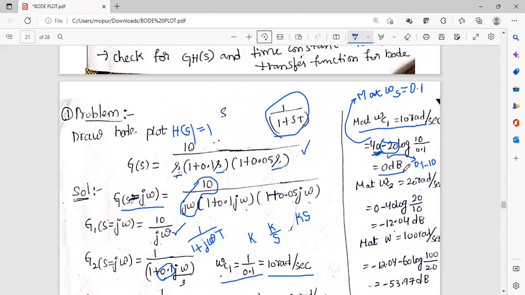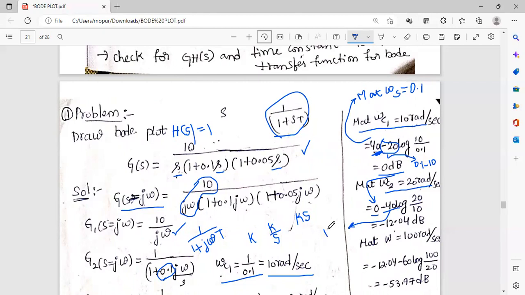Now similarly, the magnitude at 20. The next corner frequency is 20. So for getting the magnitude at 20, the first step is the magnitude at the previous corner frequency, that is the magnitude at omega c1, which is 10 radians per second. How much did we get? 0 dB. That is what I had written here, 0 dB. Then minus 40 is the overall slope of 10 to 20.